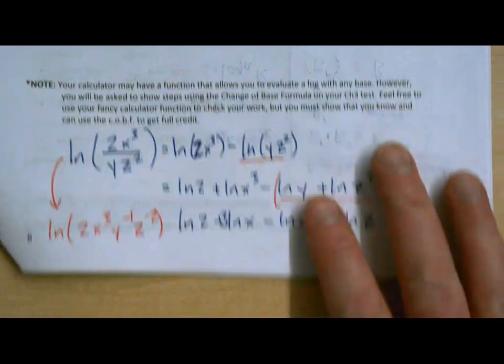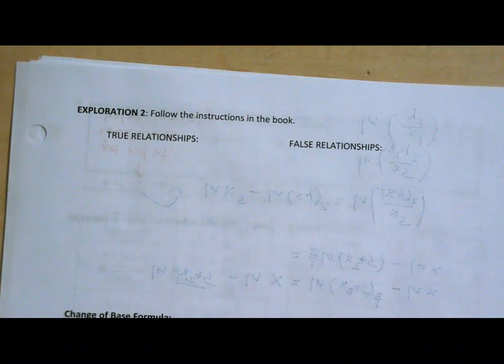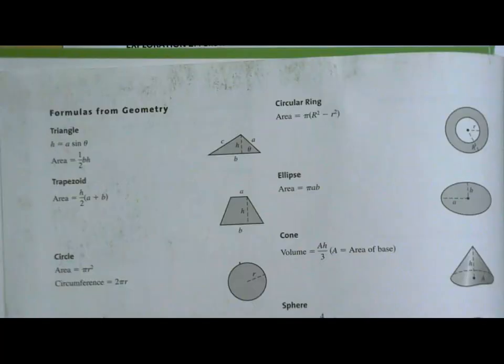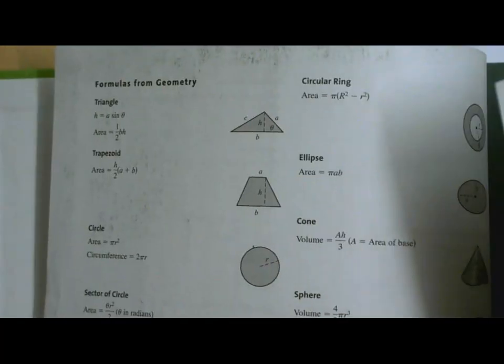Okay, we're going to do something out of the book. If you don't have your book with you, that's fine. I'll put it up on the screen. There are going to be 8 relationships that I'll put up on the screen, and your job is to sort them into true ones and false ones. There are 4 of each.